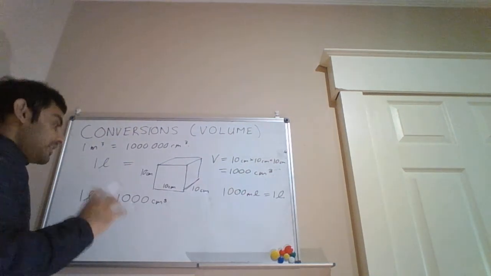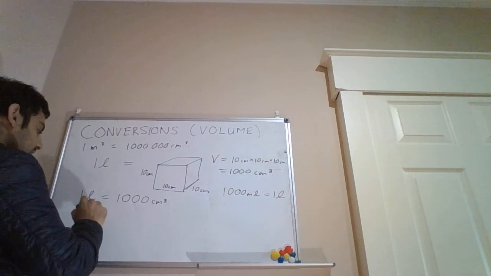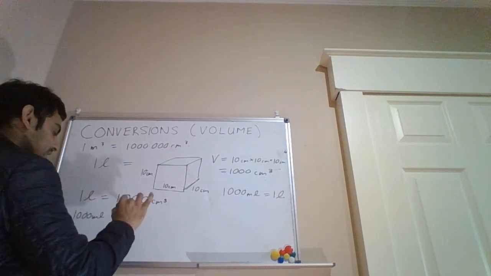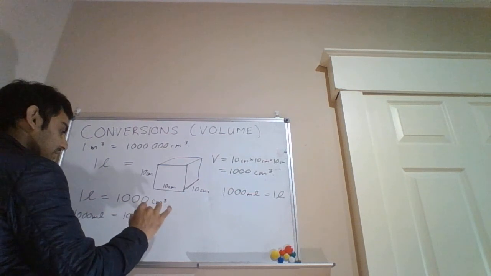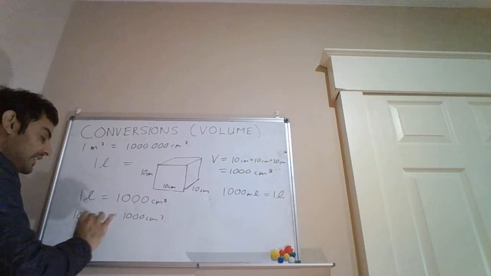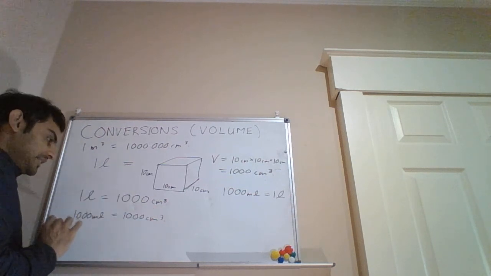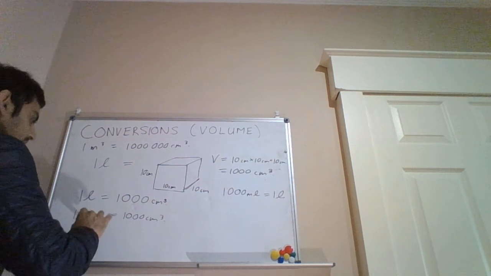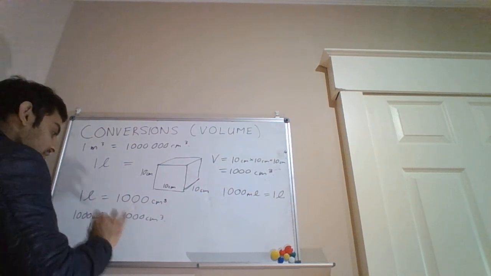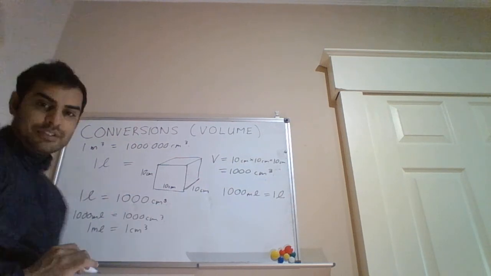Okay, so now instead of 1 liter, I'm going to say 1,000 milliliters. And we know that 1 liter is equal to 1,000 centimeters cubed. So we've got this relationship. 1,000 milliliters occupies 1,000 centimeters cubed. Okay, so that would tell us that 1 milliliter must occupy 1 centimeter cubed.